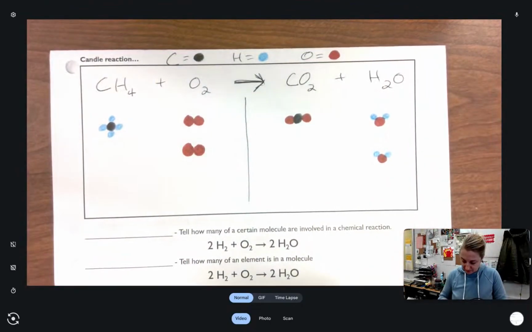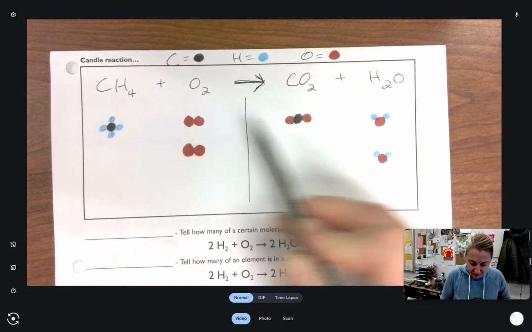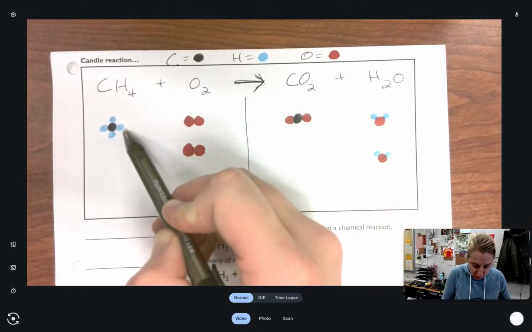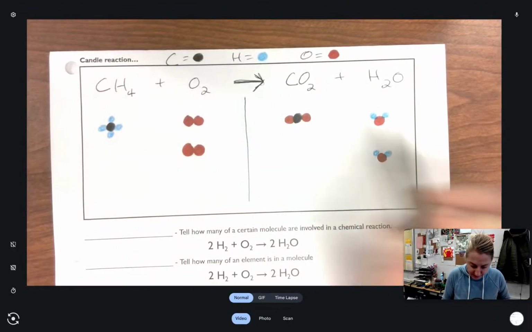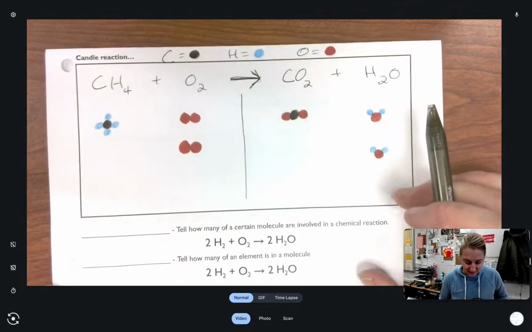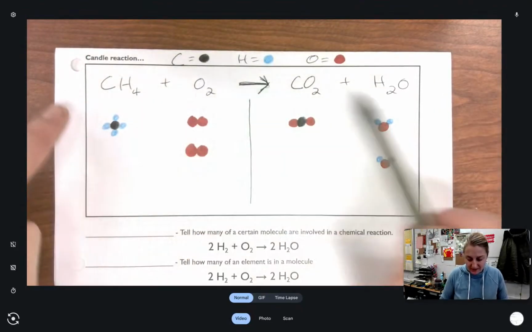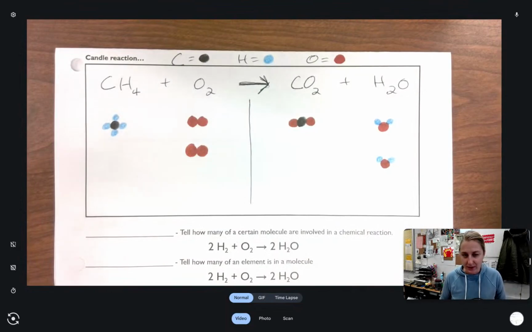And now if we count everything up, everything is balanced out. I've got 1 carbon, 4 hydrogens, 4 hydrogens, 4 oxygens, 4 oxygens. Boom, we're all balanced out. Now, the final thing that we need to do: we've balanced out the picture, but we need to balance out the equation itself, the written equation.